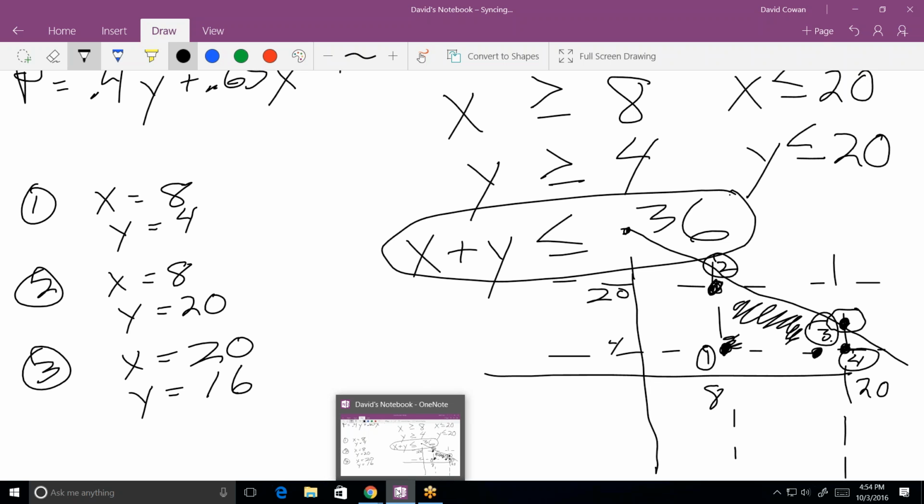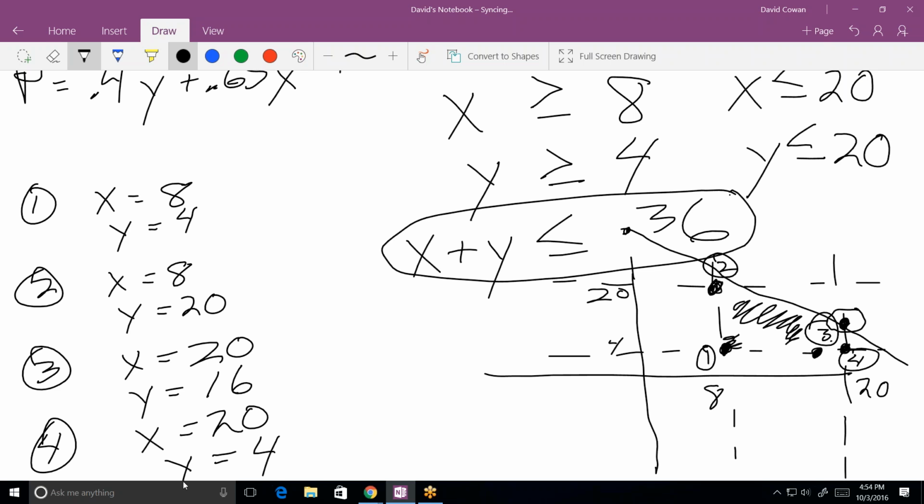All right, and then I have one more point. Point 4, which is easy. X-coordinate is 20, y-coordinate is 4. Are you with me now? Yes. Okay. And this is very typically what you're looking at on these linear programming problems. They don't generally make it so easy that it's just a triangle. Usually it's a quadrilateral or even a 5-sided figure, depending on how many constraints you have. Okay.